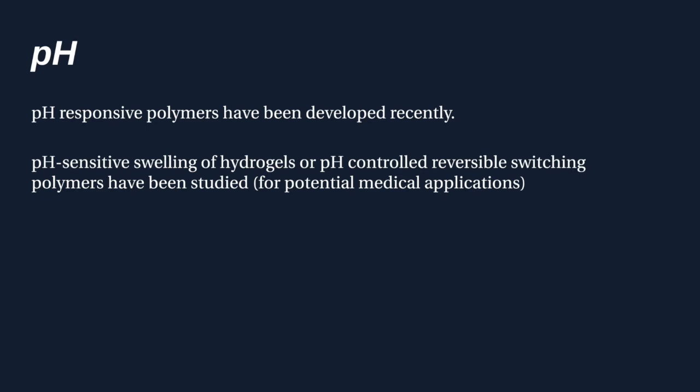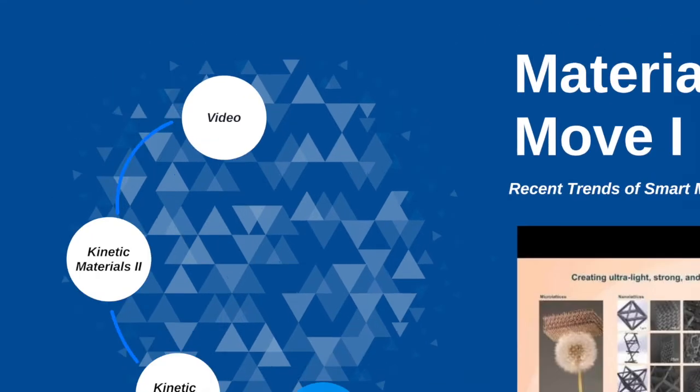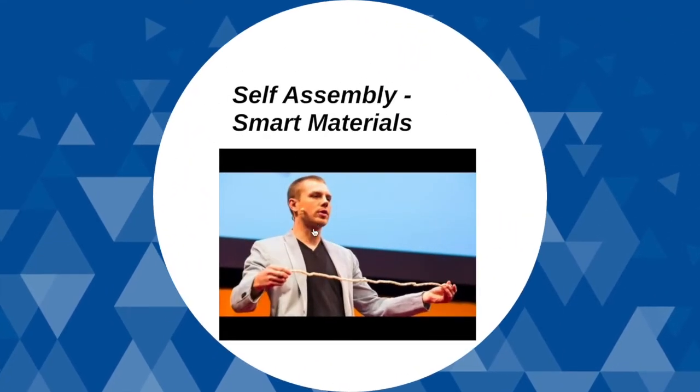And the pH, also for some hydrogels, mostly pH sensitive, so you can control the properties of the hydrogel by controlling the pH. Okay, usually for medical applications. So there are kinetic materials too, and then this is the self-assembly smart materials.